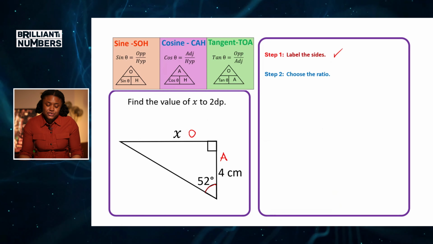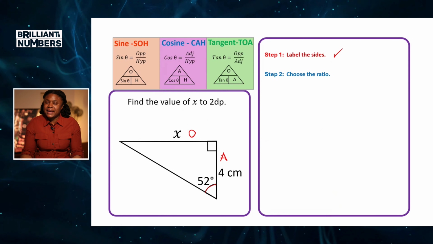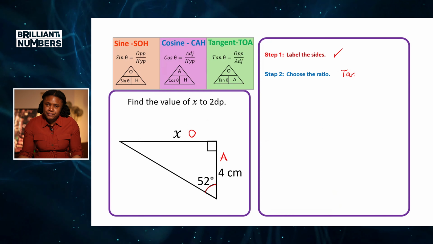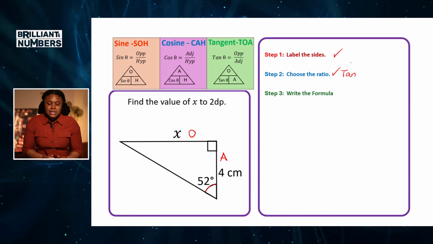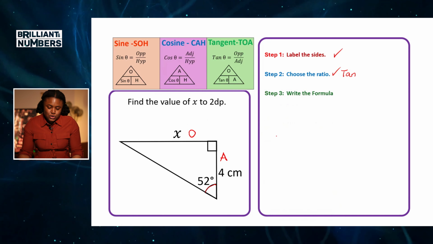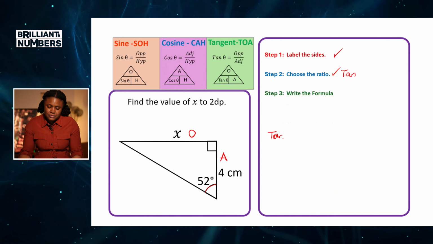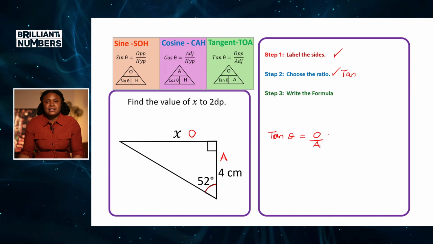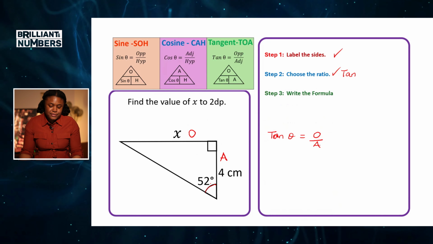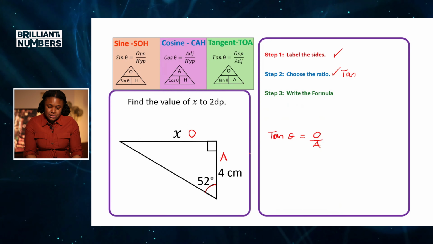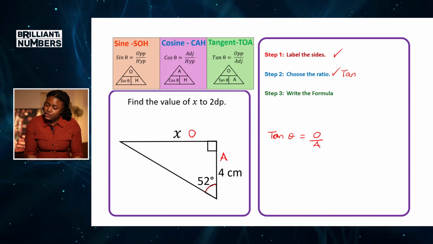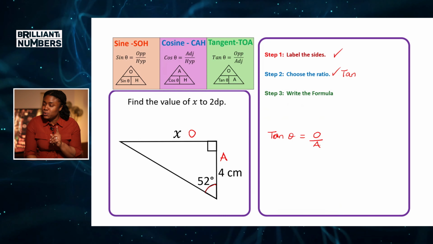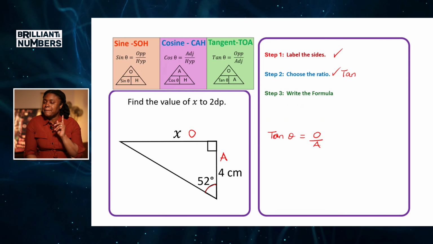Now I need to choose my ratio. So which ratio has OA? And that is tan. So I am going to just write tan here and then tick that off. So now I need to write my formula down. So tan theta is equal to the opposite divided by the adjacent side. I can see here on my diagram that I am going to need to substitute my angle for 52 and my adjacent side for 4. And of course, it's very important to note the order of O and A matters.